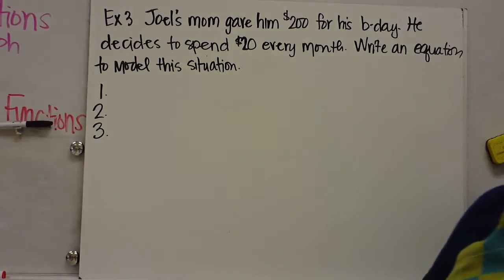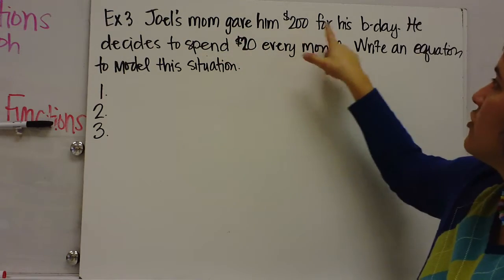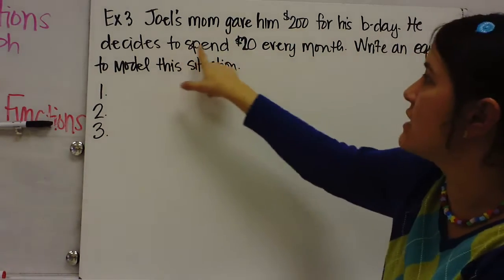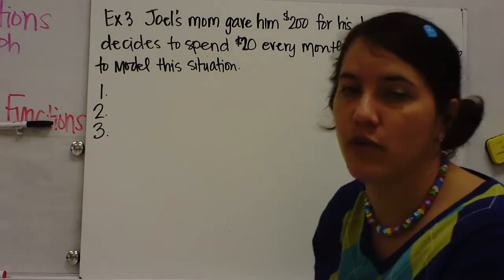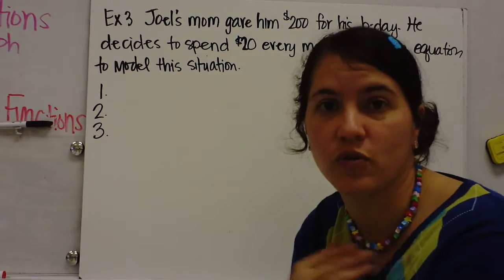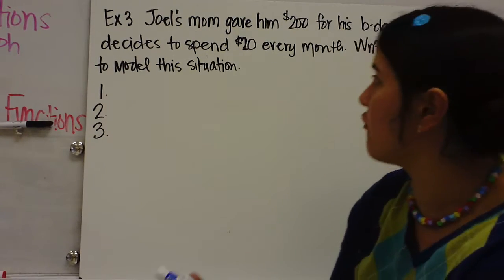All right, example 3. Joel's mom gave him $200 for his birthday. He decides to spend $20 every month. Write an equation to model this situation. Now on this one they didn't give us variables, so we're going to have to decide on our variables. Let's look for the words per, each, and every.